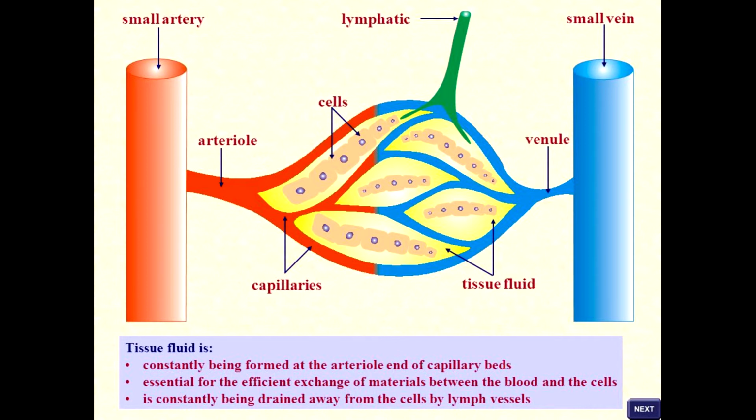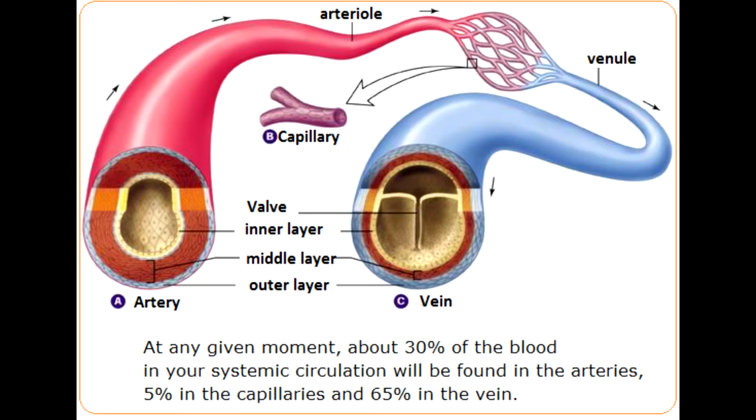Now veins go back into the heart, and they contain valves which stop the blood going back in the wrong direction. It needs this because blood in the veins is at much lower pressure than blood in the arteries.